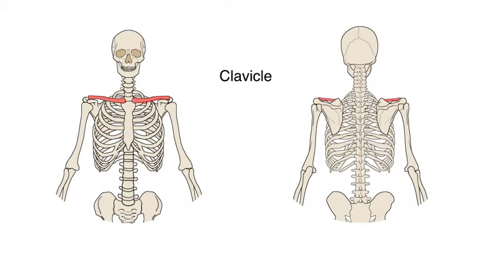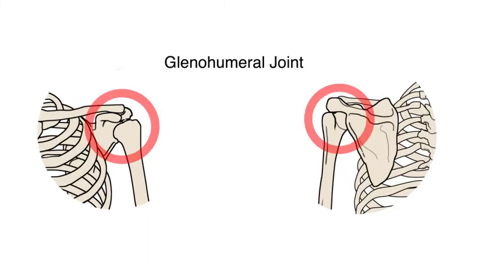The human shoulder is made up of 3 bones: the clavicle, the scapula, and the humerus. These bones articulate to form the shoulder joint, also known as the glenohumeral joint.